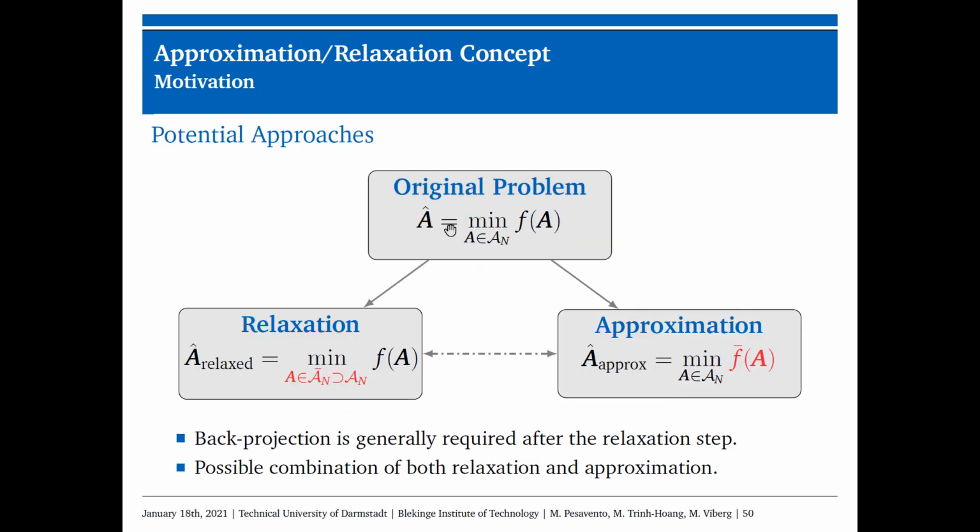Instead of searching on the original feasible set, we can relax the true steering array manifold AN to a relaxed steering array manifold AN bar. Alternatively, in the approximation method, we replace the original cost function f with a different function f bar, and this new function is easier to minimize. We normally choose the approximated cost function f bar as an upper bound of the true cost function f, as given in the following figure.